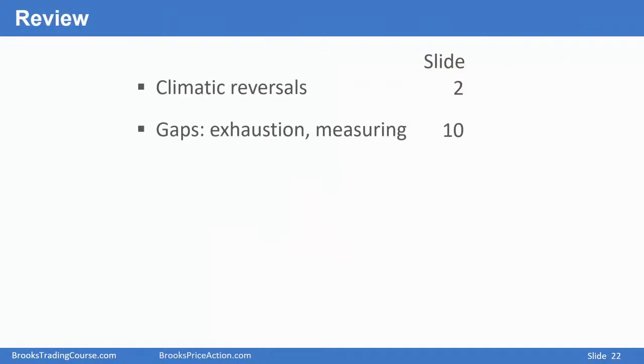I began by talking about climactic reversals, a big trend bar late in a trend leading to a reversal. Usually it leads to a sideways move, but sometimes it leads to an opposite trend. I finished up by talking about gaps, an exhaustion gap, a big trend bar late in a trend leading to an end of the trend, or measuring gaps, a big trend bar late in a trend leading to a resumption of the trend and a measured move.